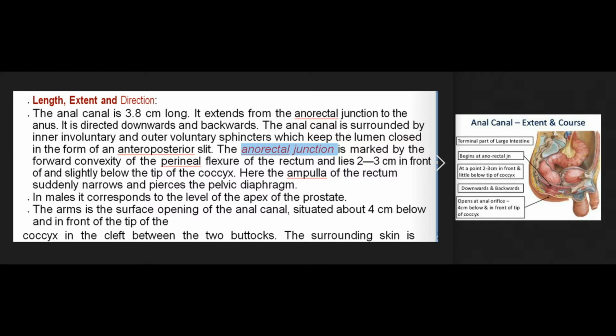Here the ampulla of the rectum suddenly narrows and pierces the pelvic diaphragm. In males it corresponds to the level of the apex of the prostate. The anus is the surface opening of the anal canal, situated about 4 cm below and in front of the tip of the coccyx in the cleft between the two buttocks.